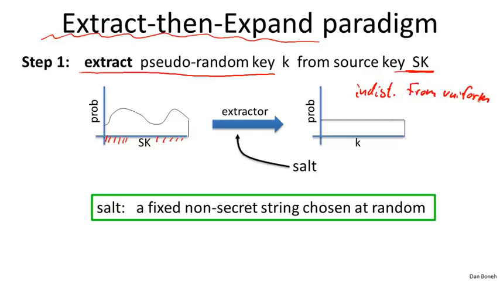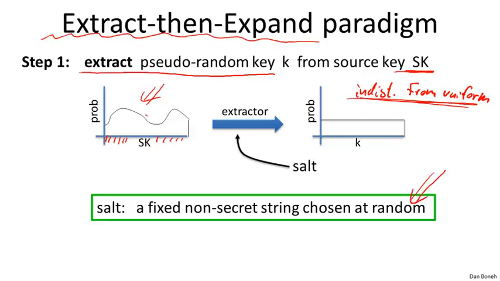Now extractors typically take as input something called a salt. And a salt, just like in a salad, adds flavor to things. What it does is basically jumble things around so that no matter what the input distribution is, the output distribution is still going to be indistinguishable from random. So a salt, what is it? It's a non-secret string, so it's publicly known. It doesn't matter if the adversary knows what the salt is, and it's fixed forever. The only point is that when you chose it, you chose one at random.